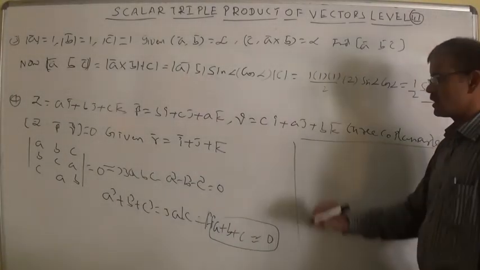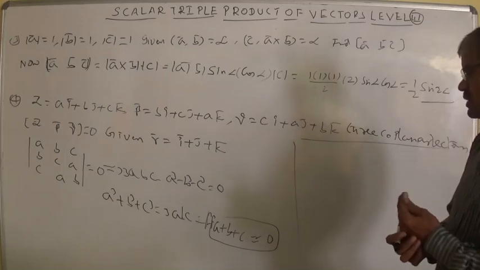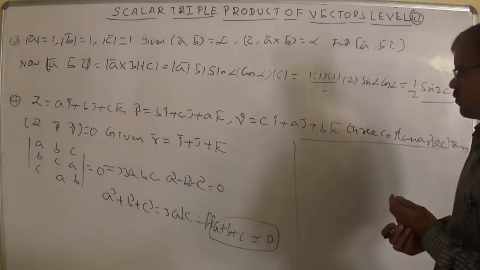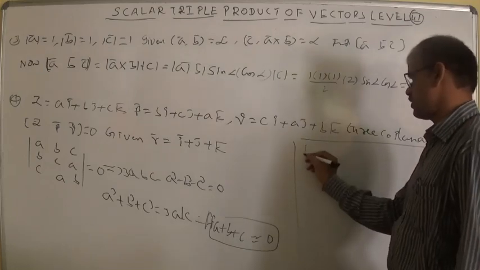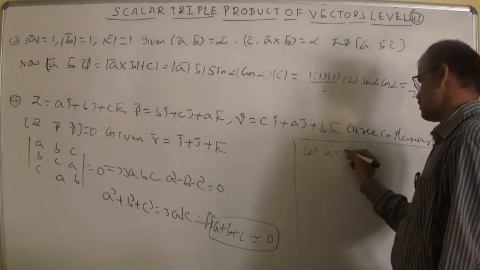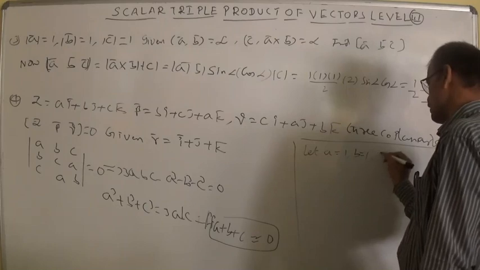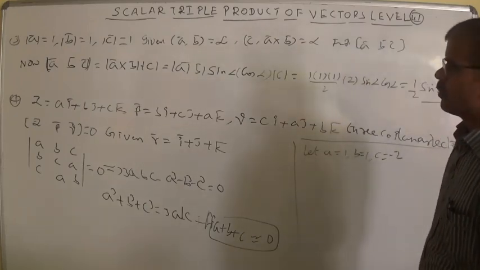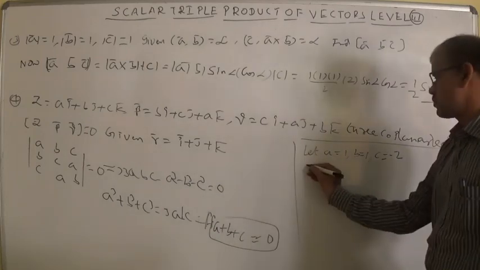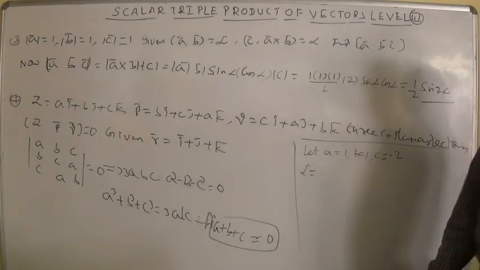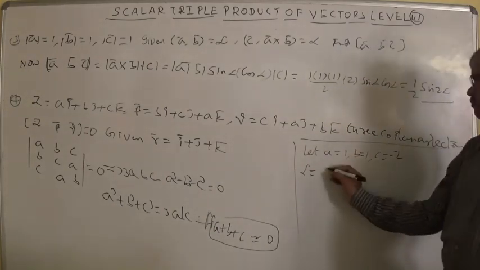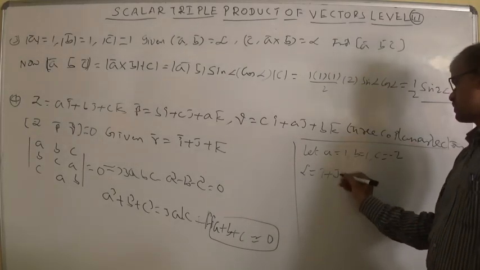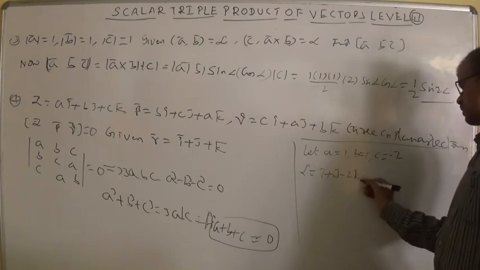Now let us discuss a plus b plus c. Let us take 1, 1, minus 2. Let a is equal to 1, b is equal to 1, c is equal to minus 2. Now we can write alpha is equal to a value 1 i plus b value 1 j, c value minus 2k. Like that I am writing.